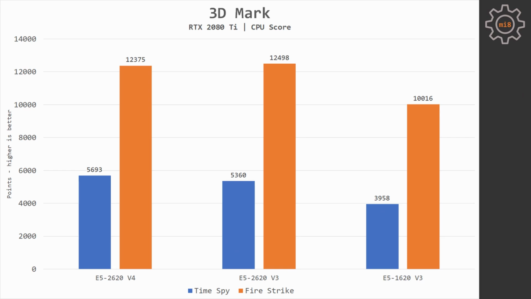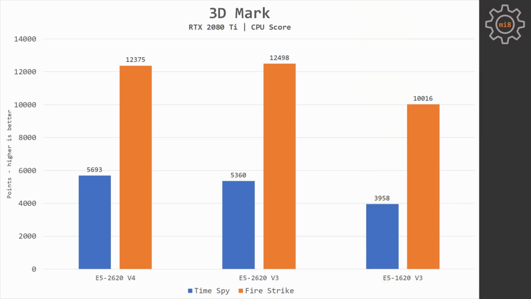The last test for this video will be 3D Mark. Here I test TimeSpy, which uses DirectX 12 API, and Firestrike, which uses DirectX 11 API. Much to my surprise, E5-2620 V4 takes the first place with the TimeSpy, E5-2620 V3 is just 6% behind, and E5-1620 V3 is another 26% behind.